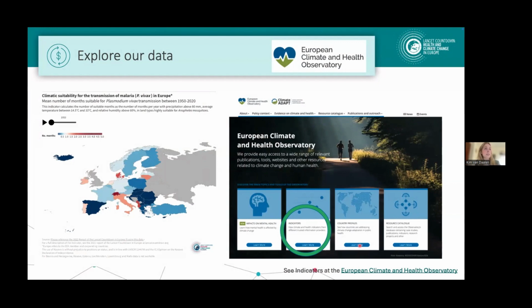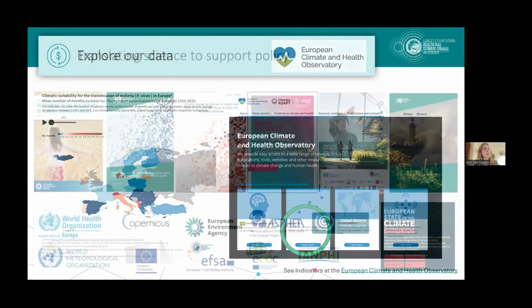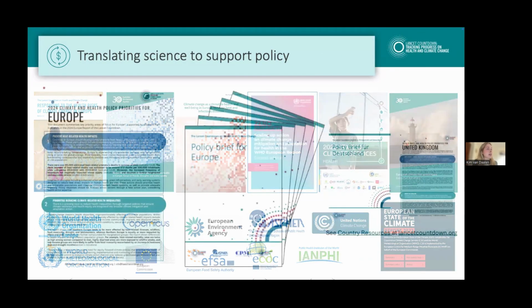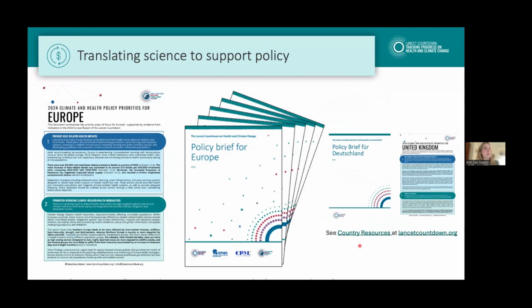So there are about 15 different indicators that there are all kind of visualizations for that you can find on this webpage. We have been supporting different multilateral organizations and policy bodies with the generation of policy guidance documents. We also have generated our own policy briefs and policy priority documents based on our relating findings, with some of them focusing on specific countries, which have then been led by regional climate and health organizations.